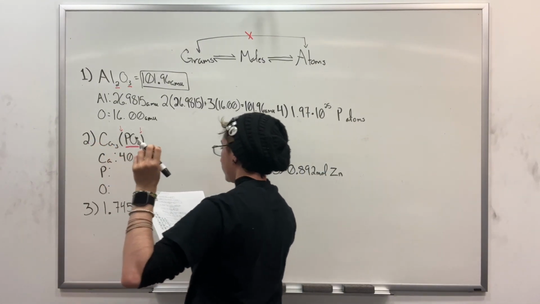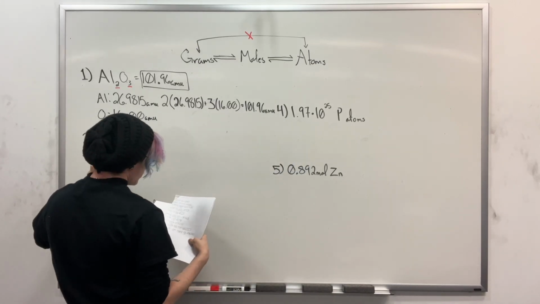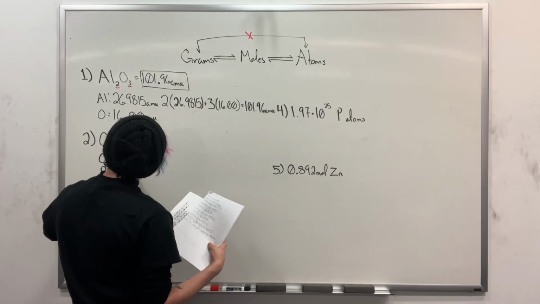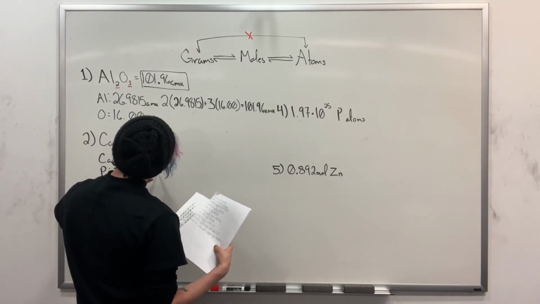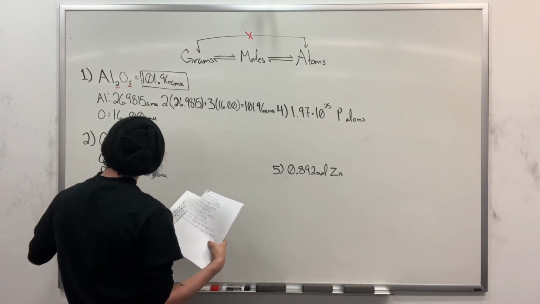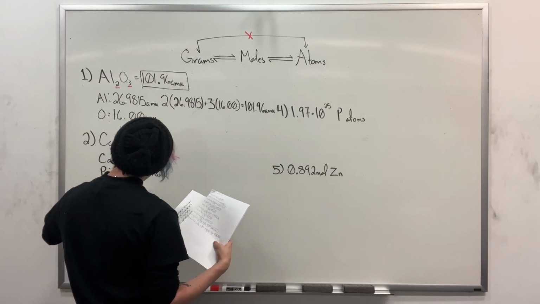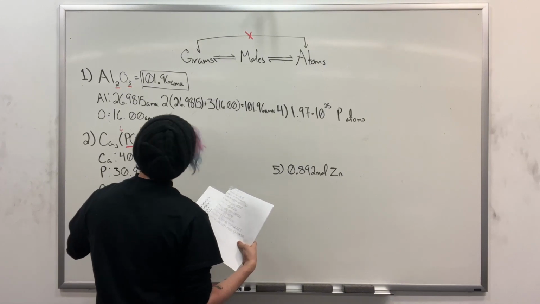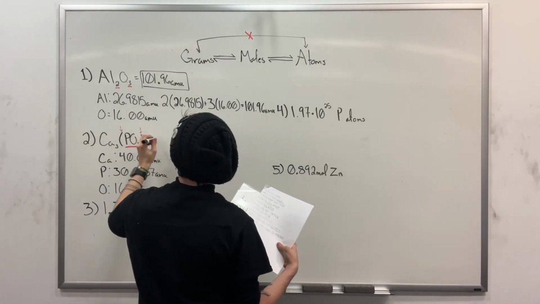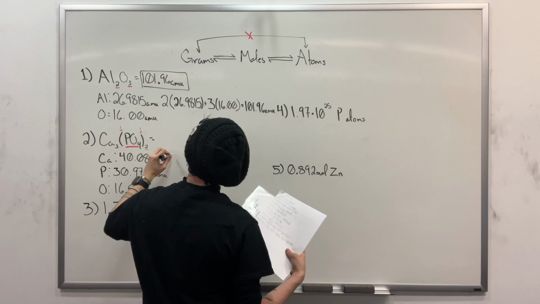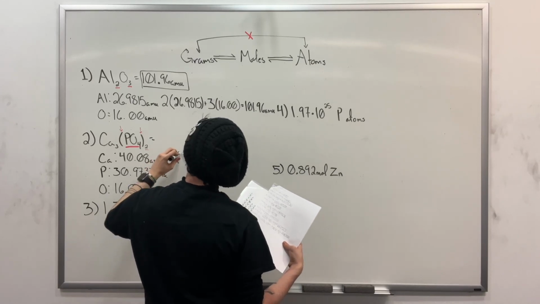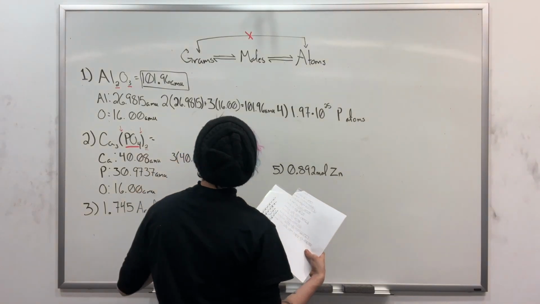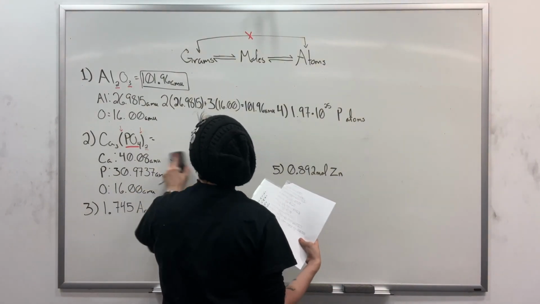Well, actually, let's write the masses first. For phosphorus, we have a mass of 30.9737 AMU. Oxygen is again going to be 16 AMU. And so now when we set up our calculations, it's 3 times the 40.08. I'm actually going to move this up so I have more space.